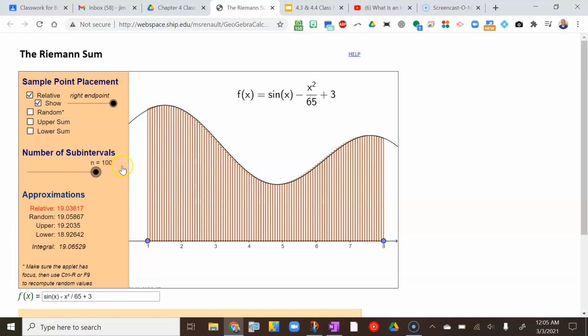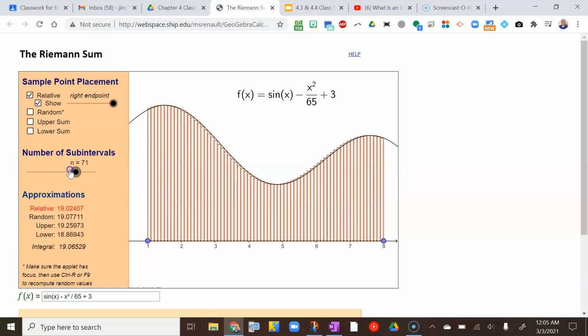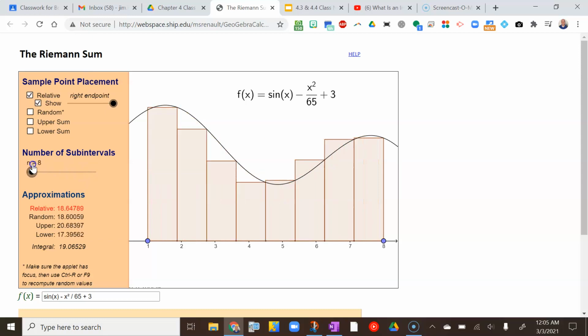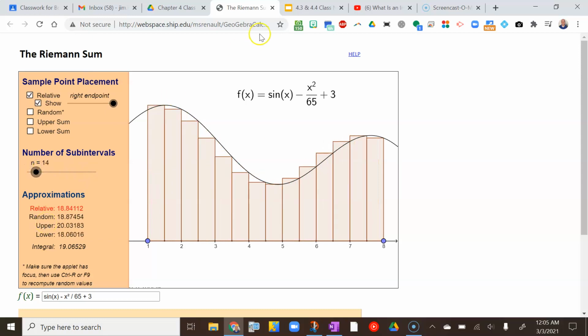And so we've talked about this a little bit in class. What's the ultimate number of rectangles to use? Well, in this case, it's 100, but really it could be 200, 300, 400, all the way up to 1,000,000. Infinitely many rectangles is what we want. So we're going to take that concept and run with it here. So stay tuned.